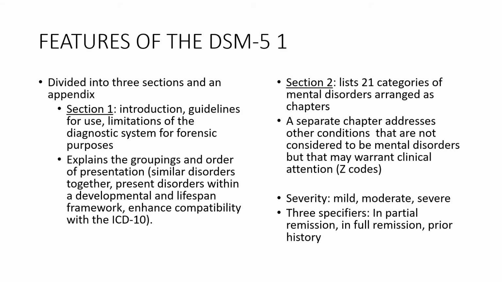Section 2 lists 21 categories of mental disorders arranged as chapters. A separate chapter addresses other conditions that are not considered to be mental disorders, but that may warrant clinical attention, and those are known as Z codes. Another thing is that they start to describe things in severity as mild, moderate, or severe. You'll also hear 3 specifiers such as in partial remission, in full remission, or prior history. And we're going to actually explain those in the next slide.